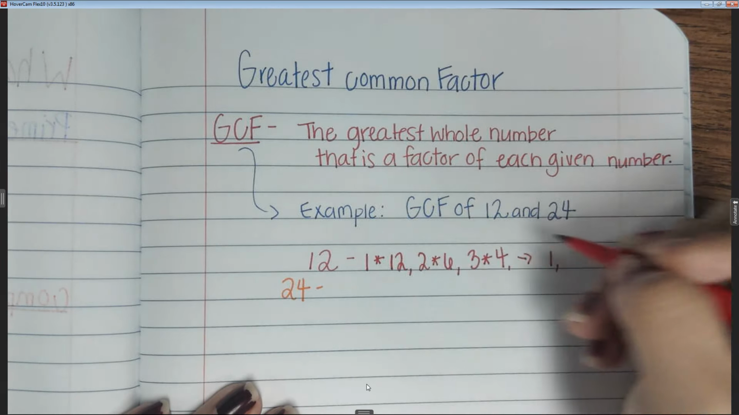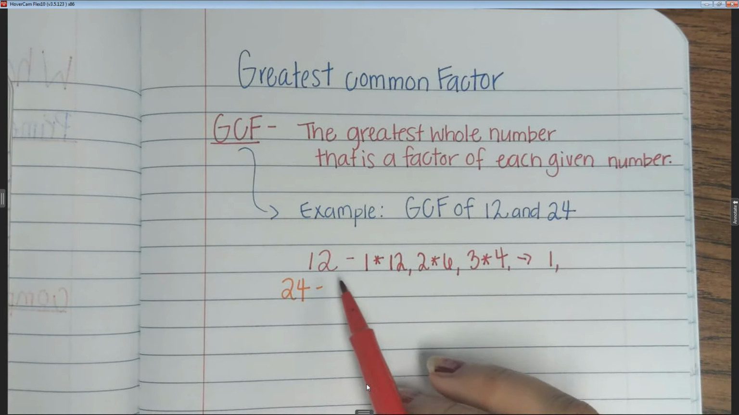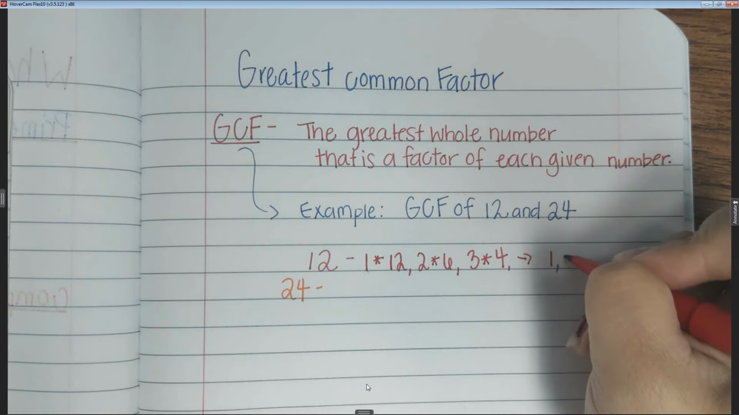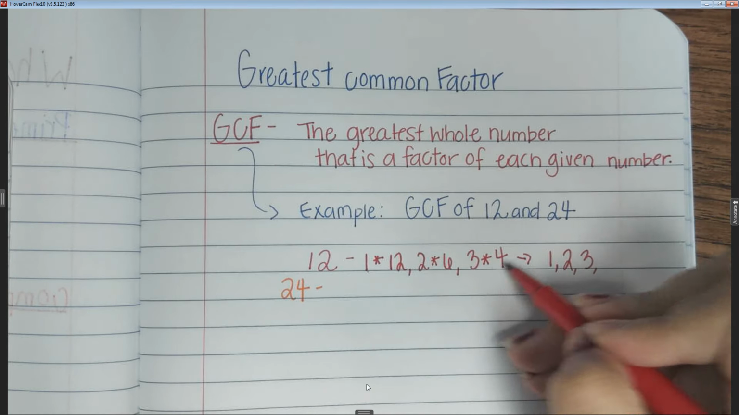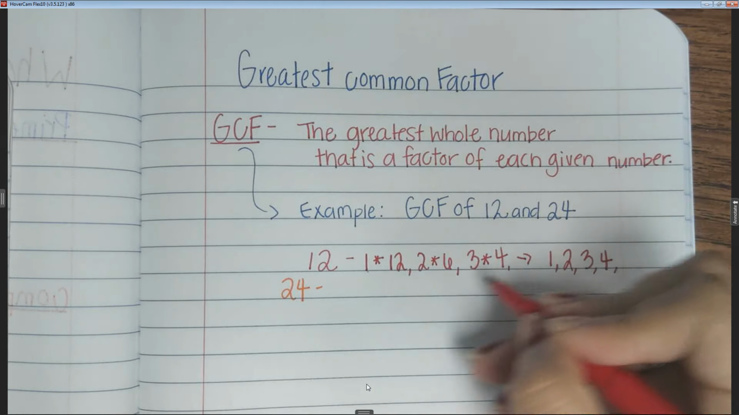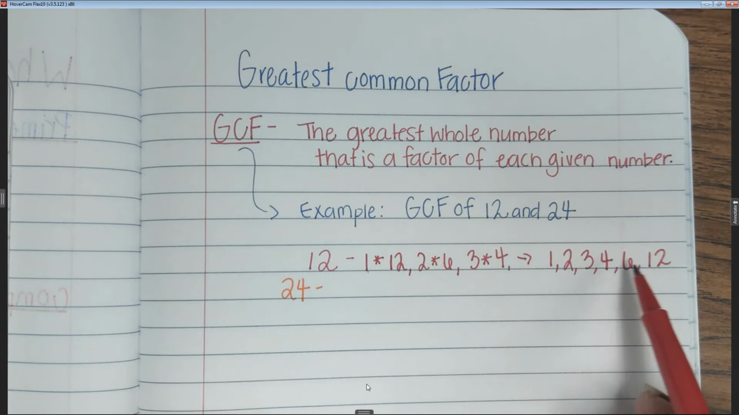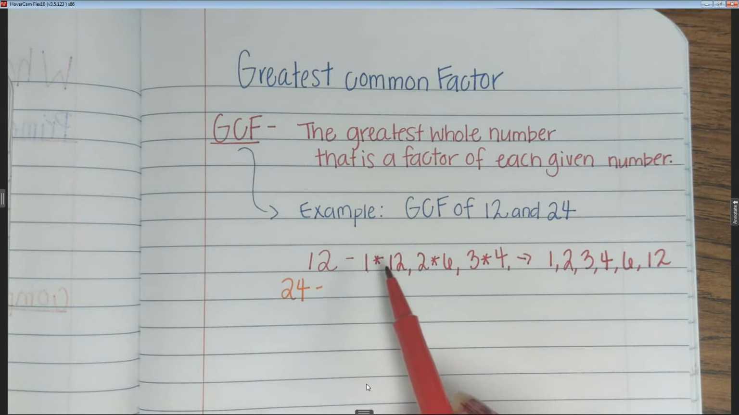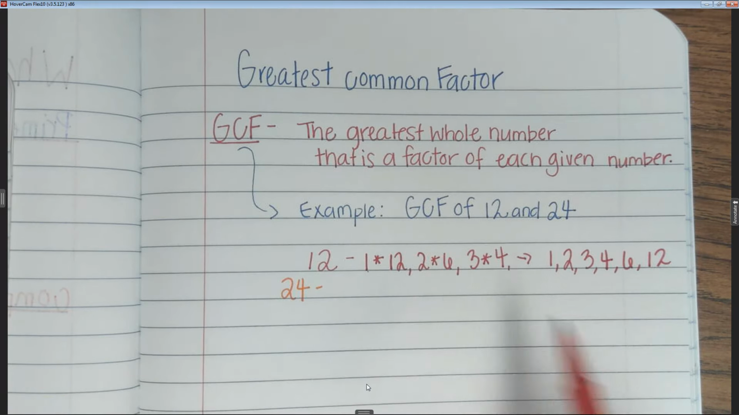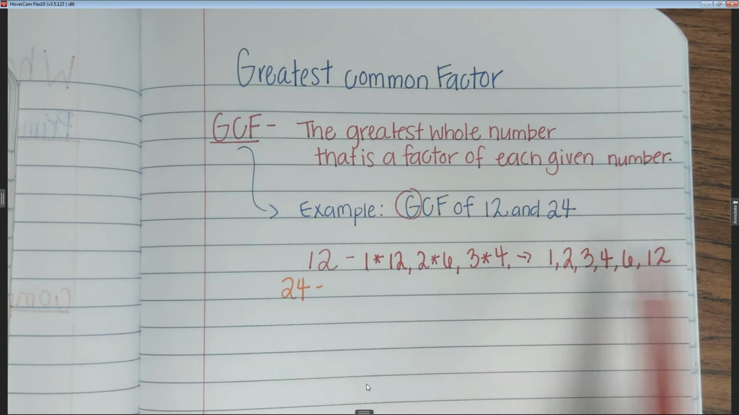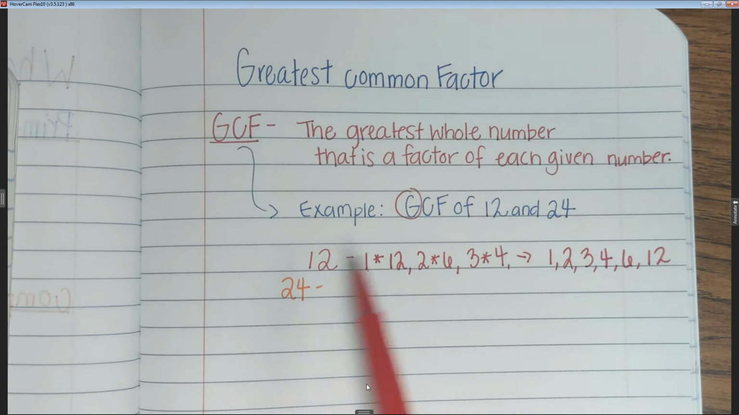1, and then I like to put them in order from least to greatest. It just makes it easier for me. 1, 2, 3, 4, 6, and 12. So these are all the factors, right? And all I did was put them in order from least to greatest. It makes it easier to find the greatest common factor. That's what we're looking for. So these are all my factors that I multiply to get the product of 12.